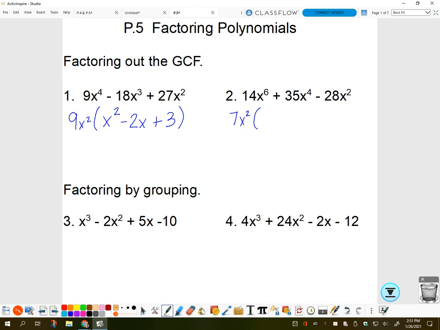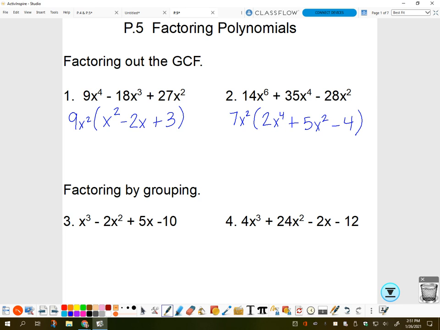So we're thinking 7 times what is 14? 7 times 2. How many x's do I need to get back to 6? I have 2, I need 4 more. 7 times 5 will give me 35, and I need 2 x's to get back to x to the 4th. And then for the last term, 7 times negative 4 gives me negative 28, and my x's are already what they need to be, so I don't need to multiply by any.